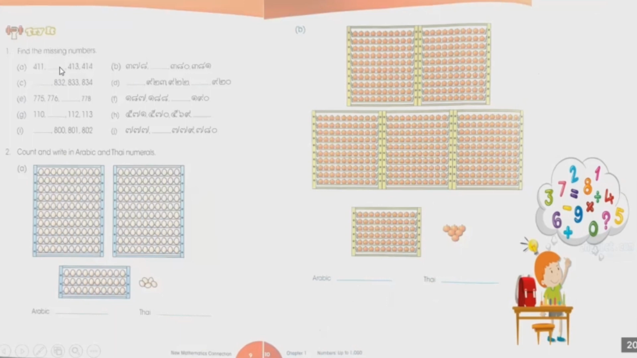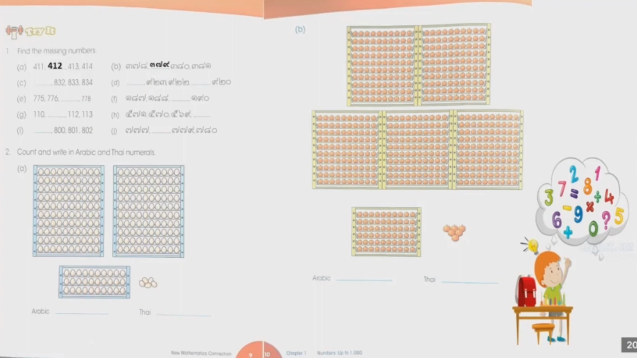What's next to 11? It's 12, right? So next to 411 will be 412. Now letter B. This is in Thai. I will try to read. This is 370. I really don't know Thai numerals. Sometimes I remember when I teach in grade 1. Now here we go, that's in Thai.